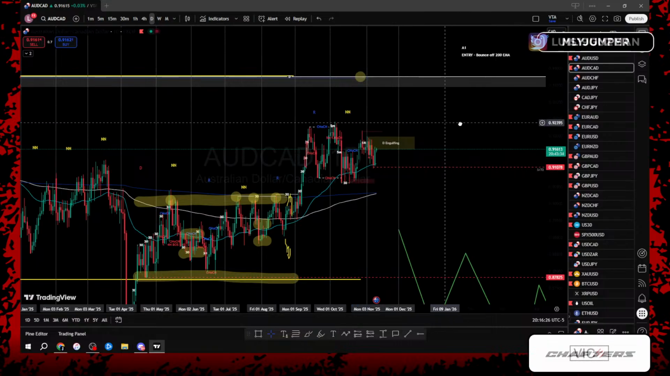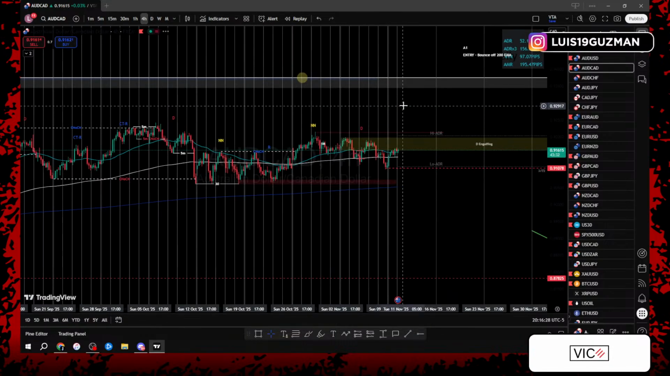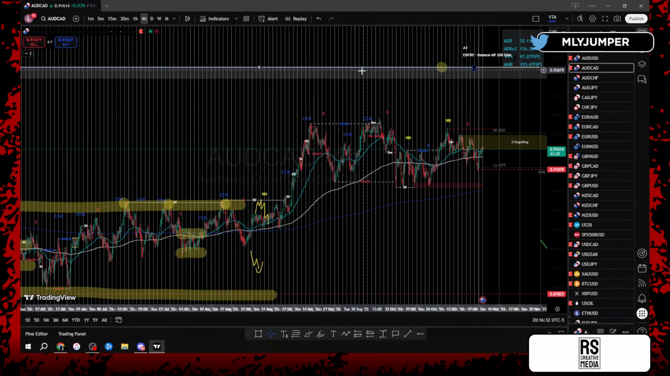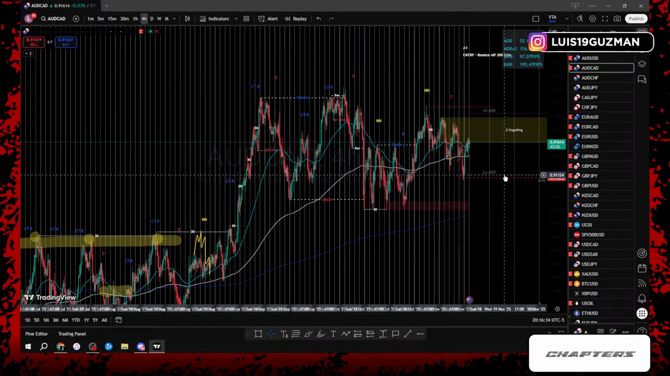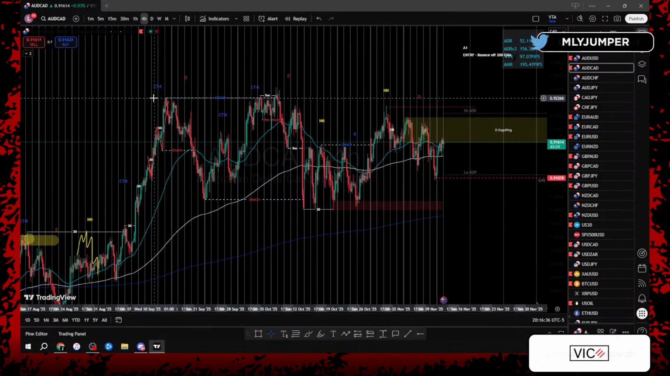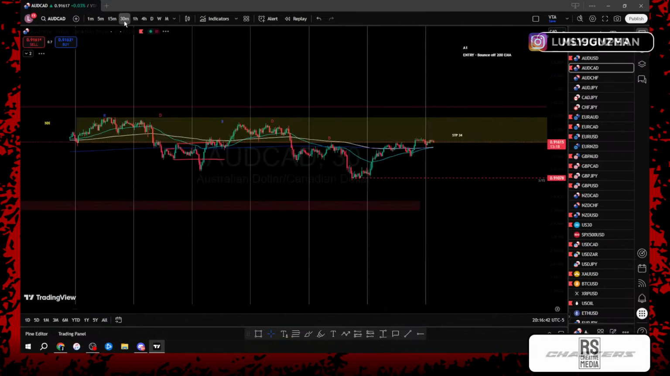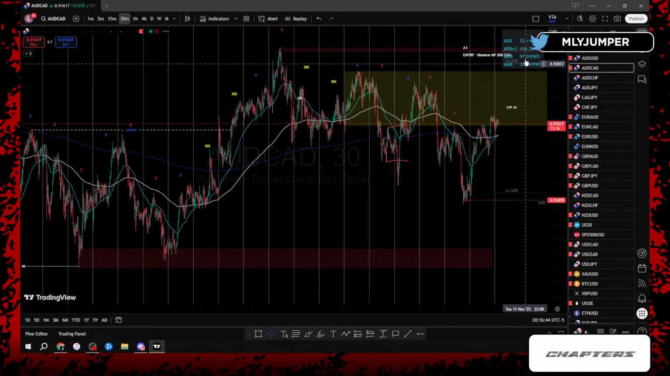Right, so we have no continuations on AUD CAD on the daily time frame. On the 4-hour time frame, we're trading between the same 4-hour high and 4-hour low as the daily time frame, and we can see that price is just moving sideways here, where we're rejecting highs, lows, back to the highs, and then going back down to the middle. No continuations at this point on AUD CAD. Price is just moving sideways.